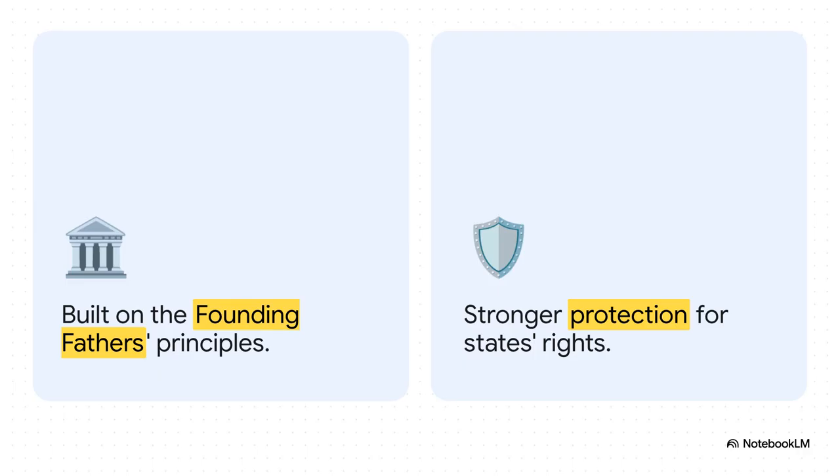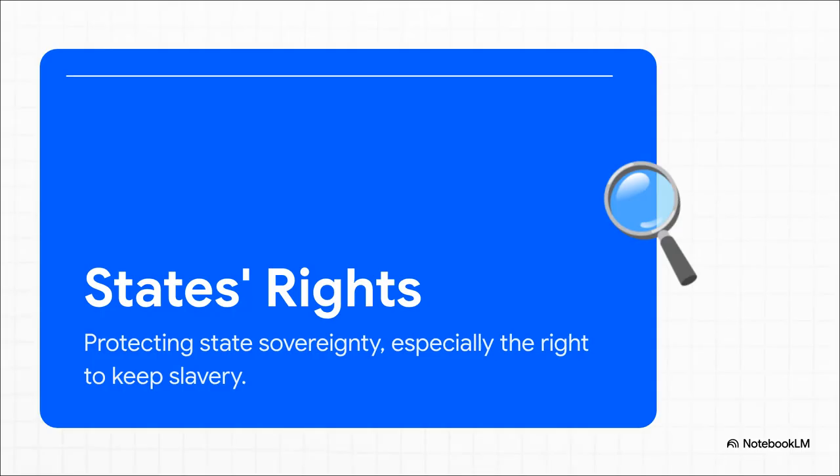But there was a major revision. He claimed the original Constitution needed much stronger, far more explicit protections for states' rights. Now, we have to be super precise here. In the specific context of Davis's speech, states' rights meant one thing above all else, protecting state sovereignty specifically to maintain the institution of slavery.